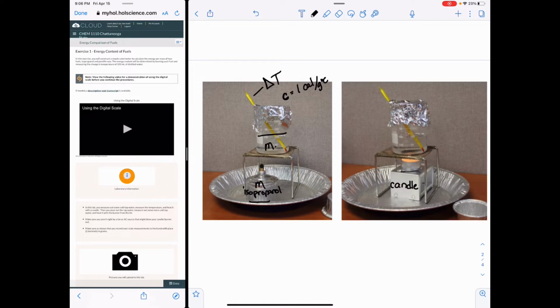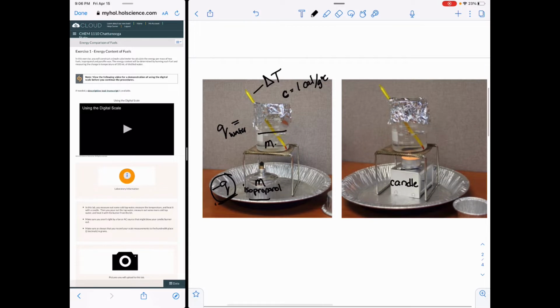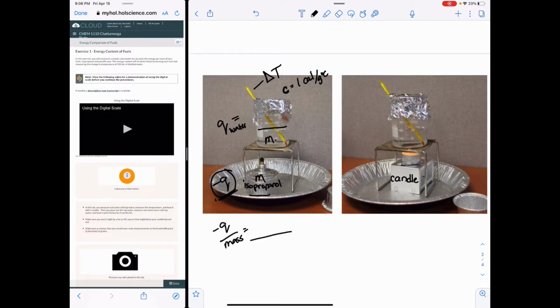All right, so back to the water. You know the mass, you know the delta T, and you know the C. So if you know all that, you can figure out the Q of the water. And then, because you know the Q of the water and you know it came from the isopropanol, that will let you know how much energy was lost from the isopropanol. And that's kind of the point of this. They actually are going to have you do it Q per the mass, so you can find out which one is more efficient, which one gives off more energy per amount of mass.